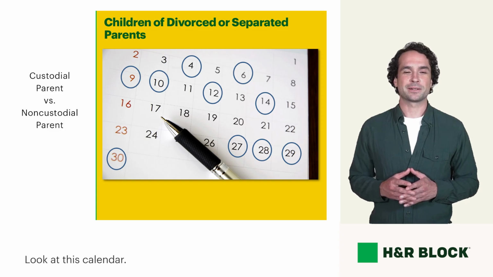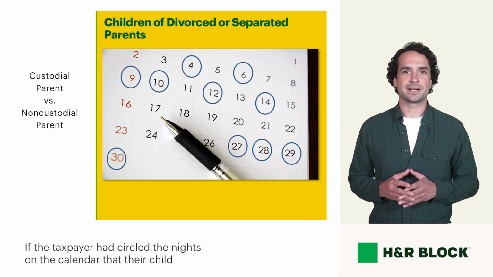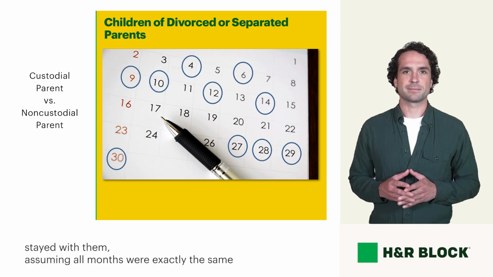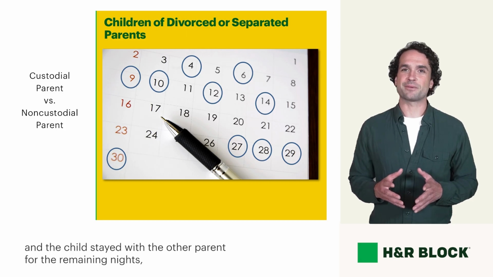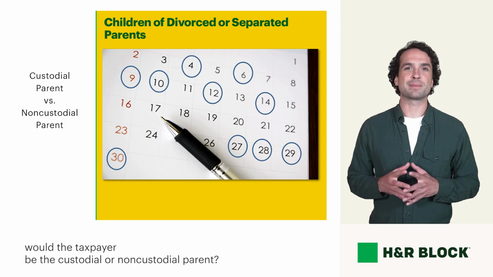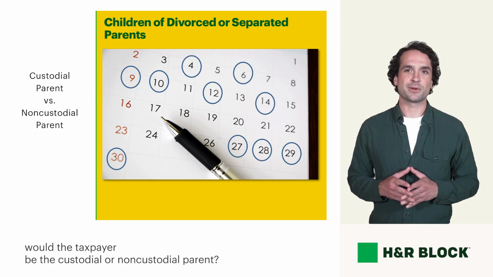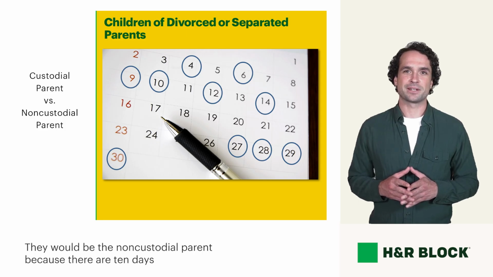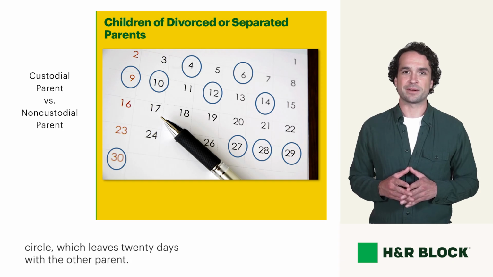Look at this calendar. If the taxpayer had circled the nights on the calendar that their child stayed with them, assuming all months were exactly the same and the child stayed with the other parent for the remaining nights, would the taxpayer be the custodial or non-custodial parent? They would be the non-custodial parent because there are 10 days circled, which leaves 20 days with the other parent.